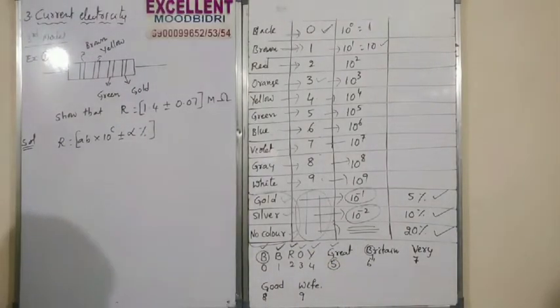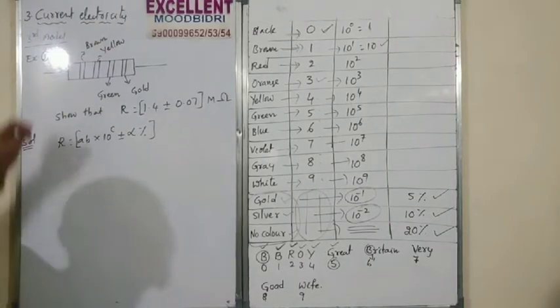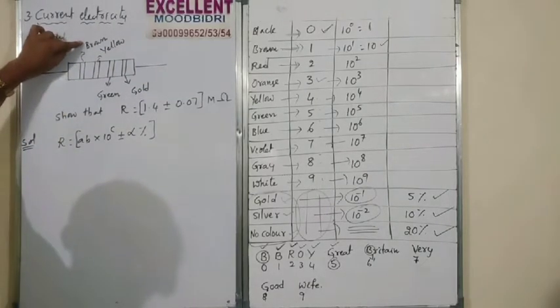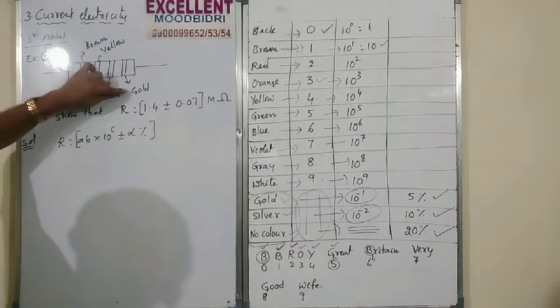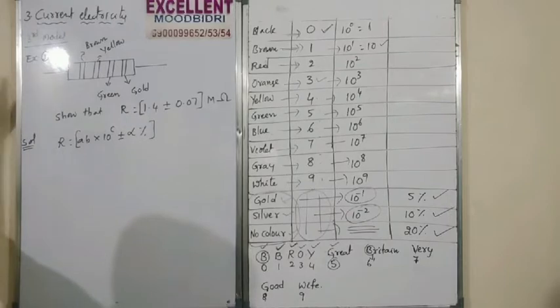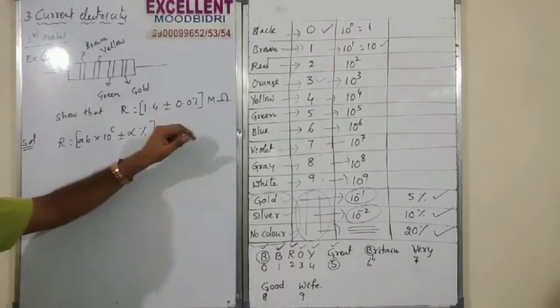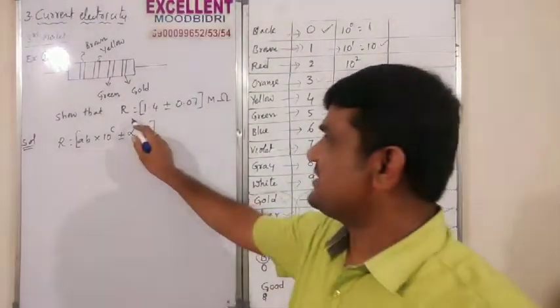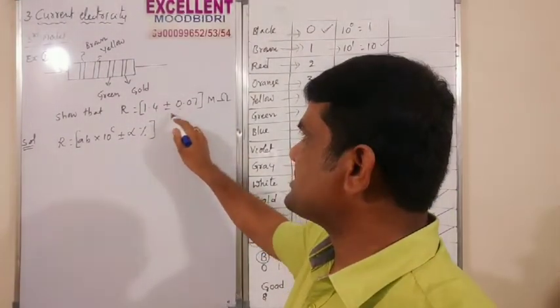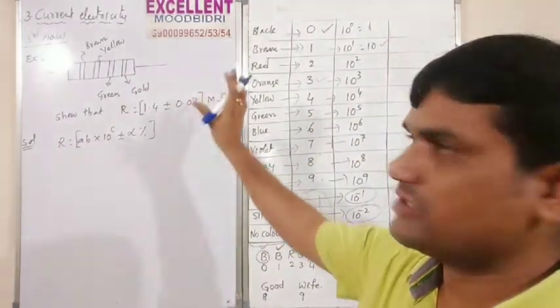Right. So next, the third model problem I have given. One carbon resistor I have given. This color is brown. And this color is yellow. This color is green. This color is gold. Then I am asking the question: show that R is equal to 1.4 plus or minus 0.07 mega ohms. So what is my question? Show that R is equal to 1.4 plus or minus 0.07 mega ohms. That is the third model.